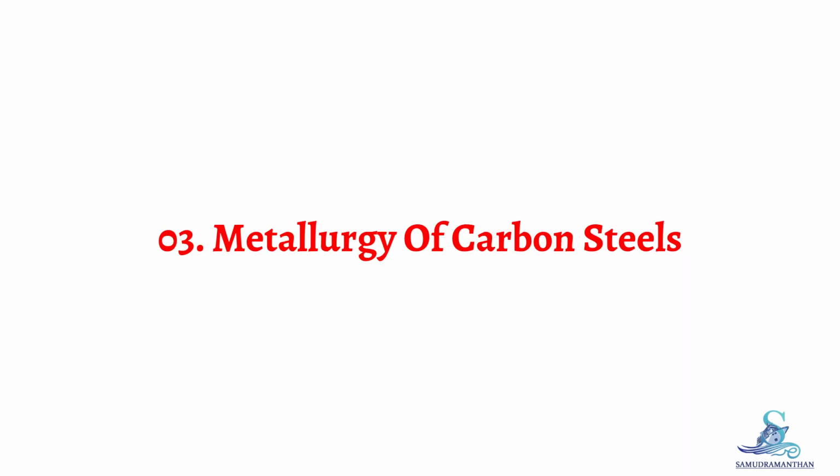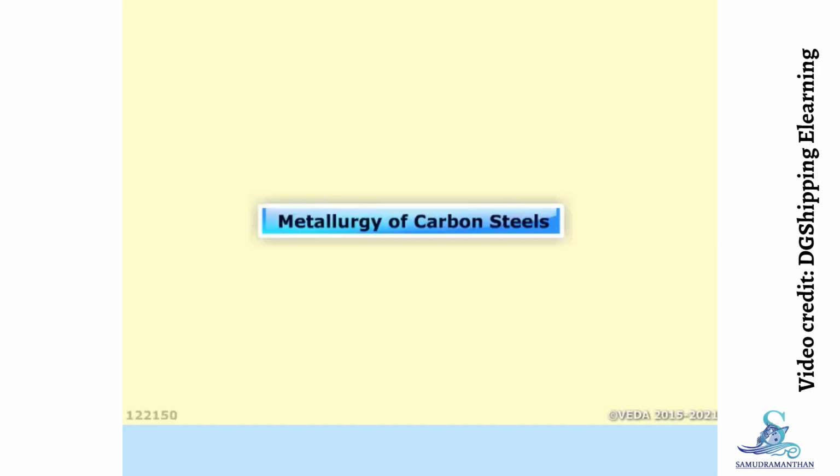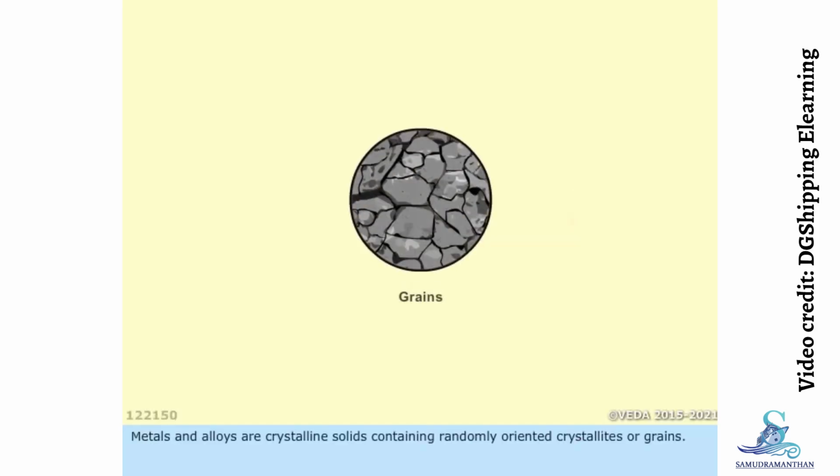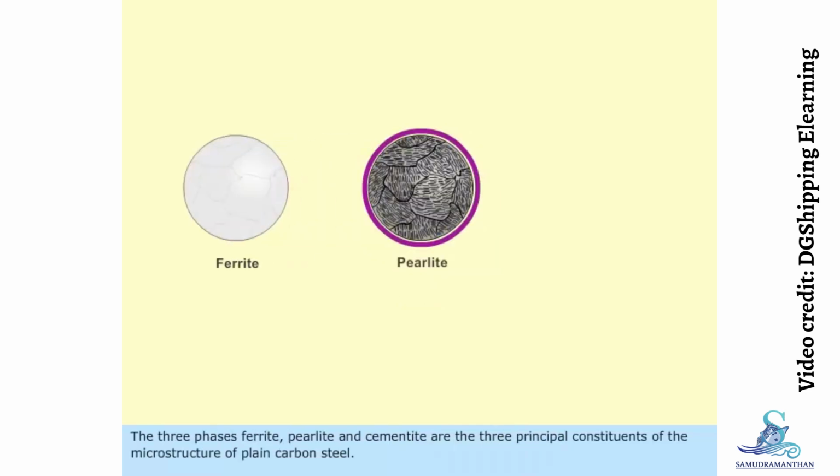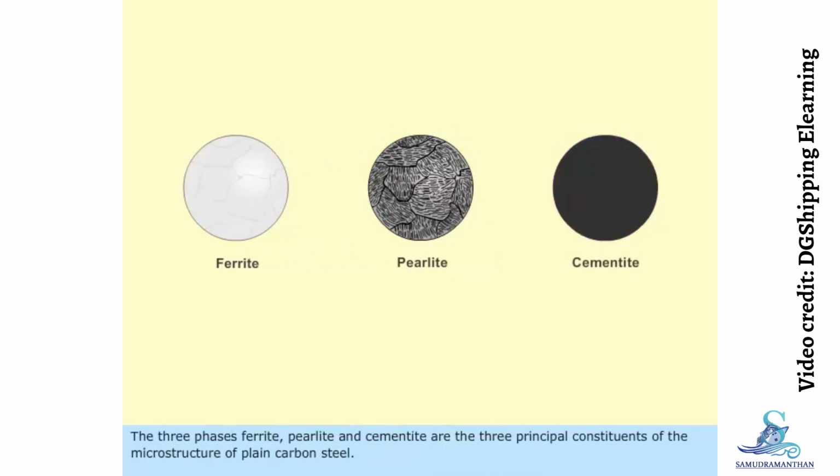Topic 3. Metallurgy of carbon steels. Metals and alloys are crystalline solids containing randomly oriented crystallites or grains. Grain size and structure determine the properties of the metal. The three phases, ferrite, pearlite, and cementite, are the three principal constituents of the microstructure of plain carbon steel.